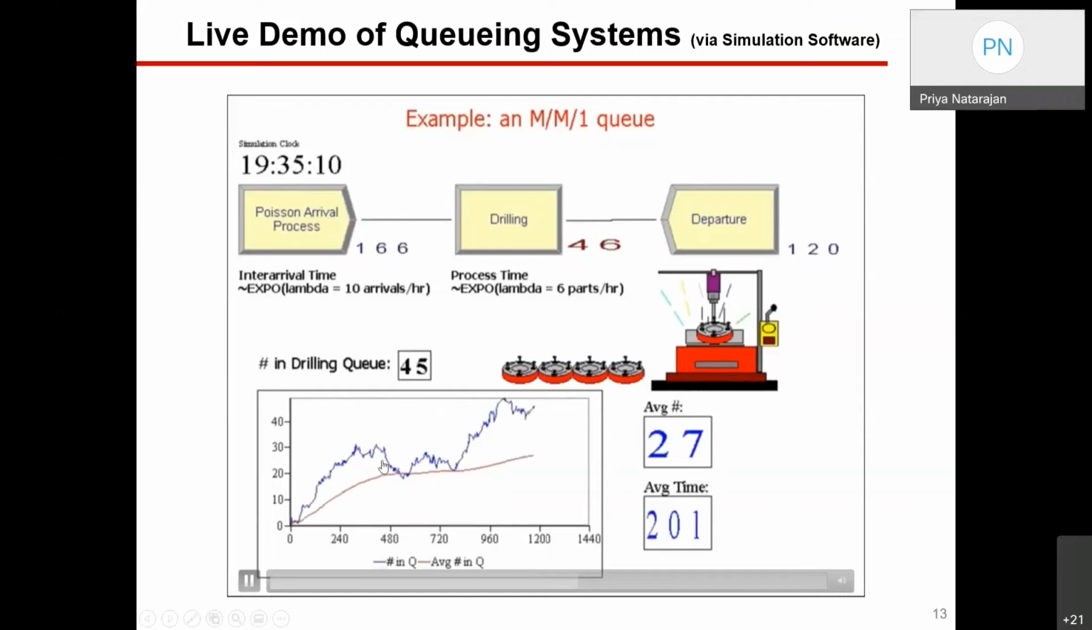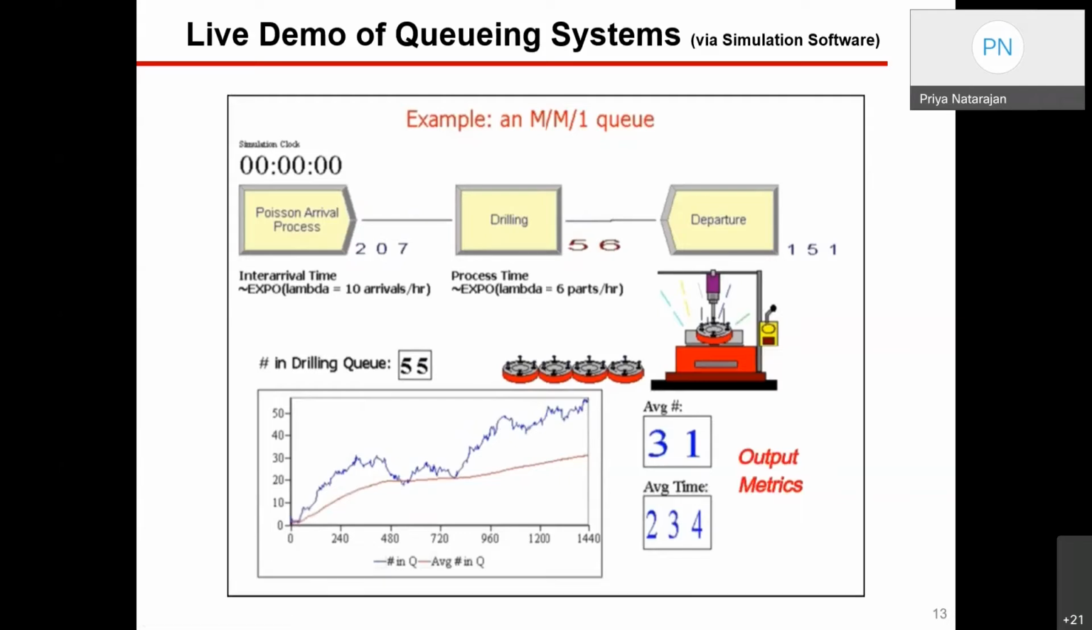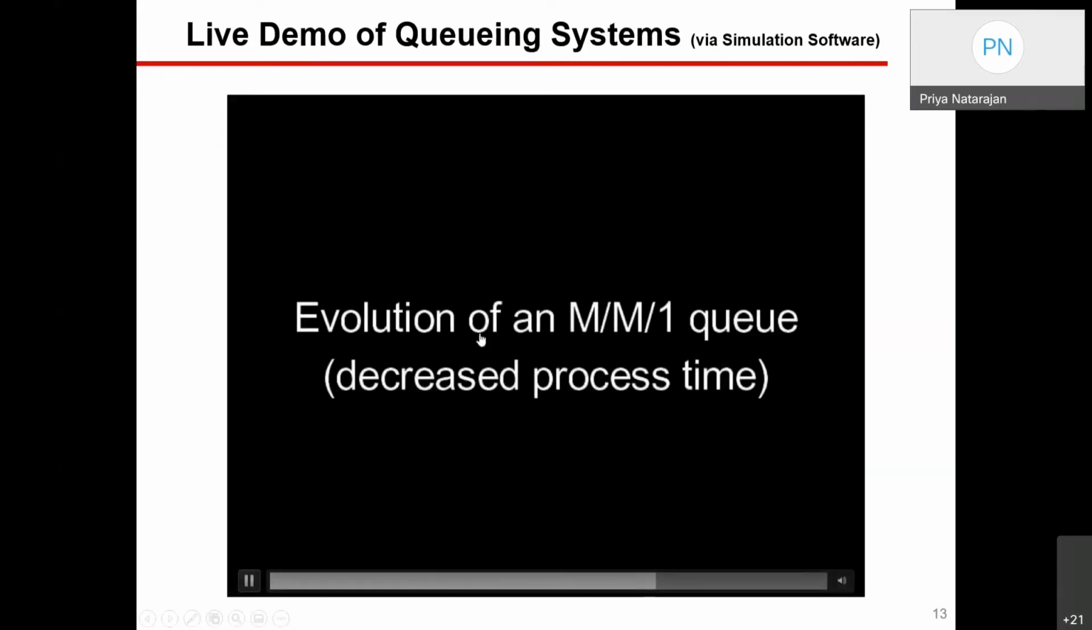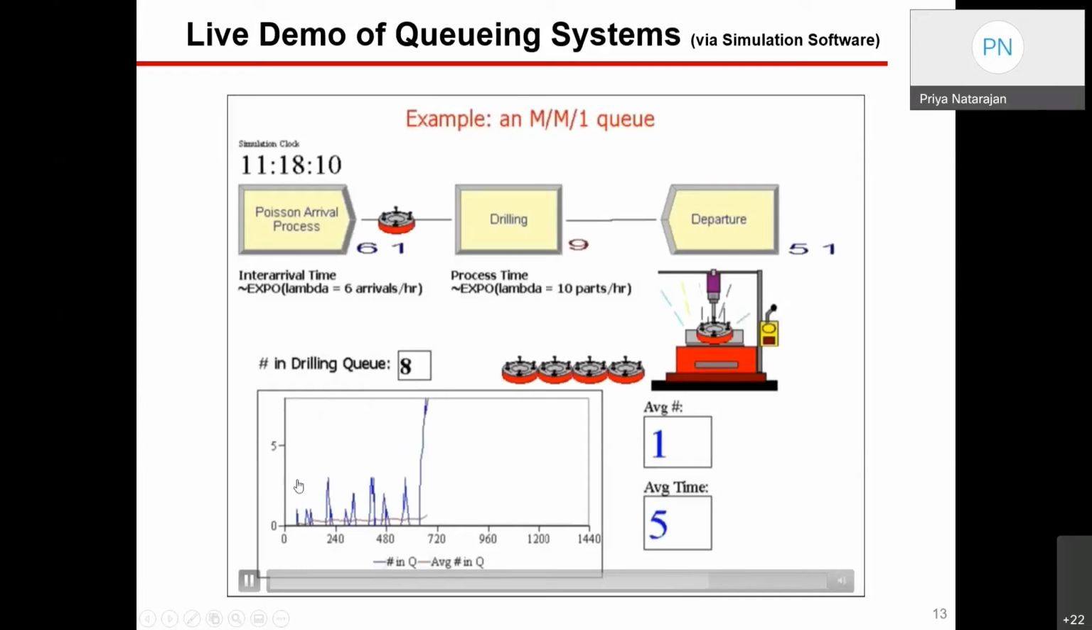So this is the instantaneous number in queue, and the red line is the average number in queue. And here, this is the average wait time for this system. So you can see how increasing the arrival rate affects the evolution of the queue. And then the last scenario that we have is, what if it takes less processing time? So we speed up the processing time.